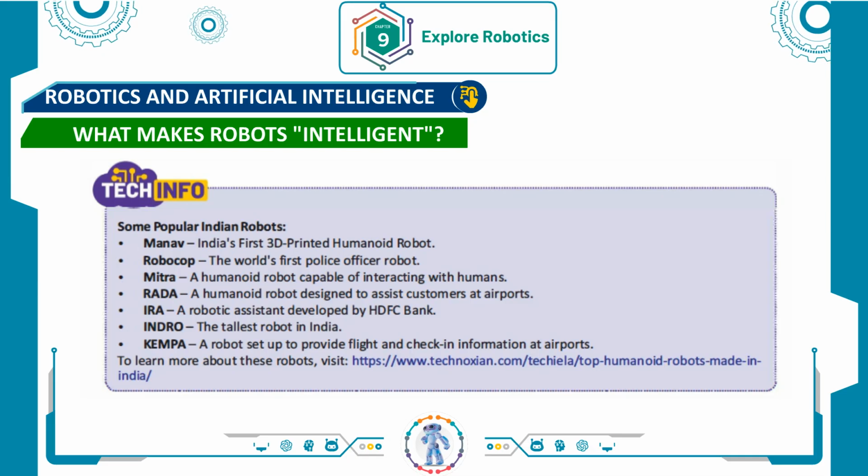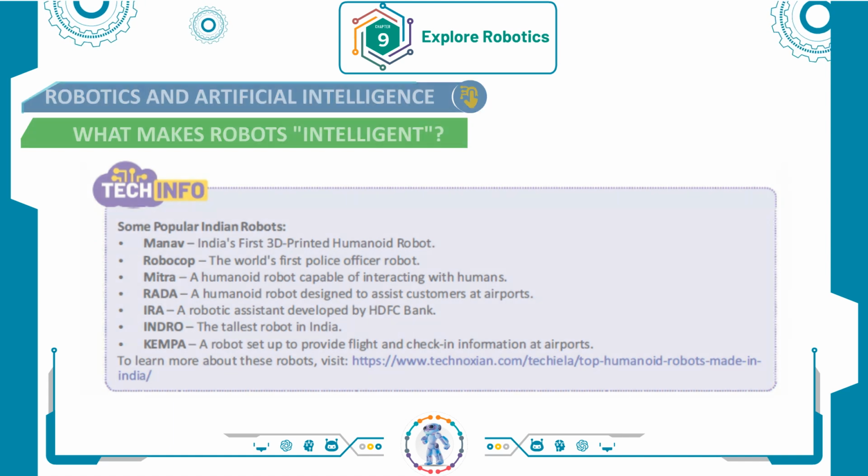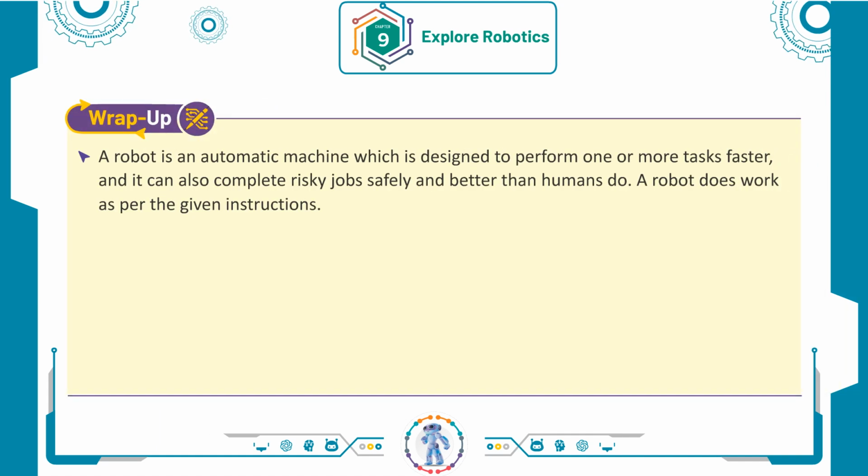To learn more about these robots, visit https://www.technoxian.com/tiki/top-humanoid-robot-made-in-India/. Wrap-up. A robot is an automatic machine which is designed to perform one or more tasks faster, and it can also complete risky jobs safely and better than humans do.